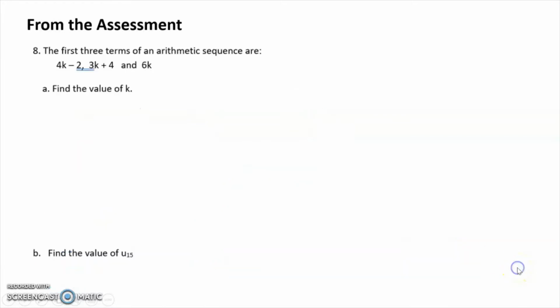Great job. Let's try the last one. So from the assessment, we had this problem. We are told it is an arithmetic sequence. Okay, this is key because otherwise we wouldn't know what to do with this. But we now know it's arithmetic. In arithmetic sequences, for example, one like this. This is arithmetic. Check it out.